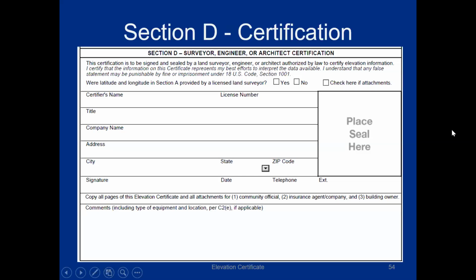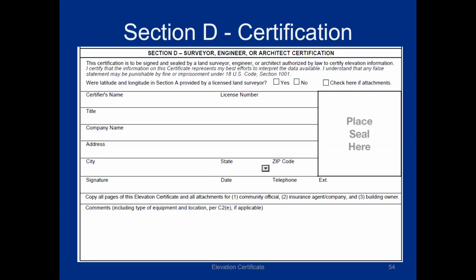Here's your certification, and I'm looking again at the elevation certificate checklist, and Jean notes on that: certifier's name, license number, signature, date, and seal have to all be included. And then down here in the comments, a lot of stuff you can put in the comments. A lot of the questions that people have for me, I tell them, just put it in the comments, describe it as best you can.